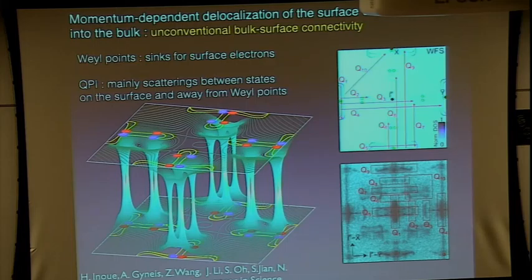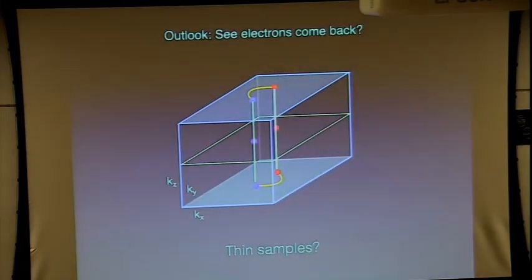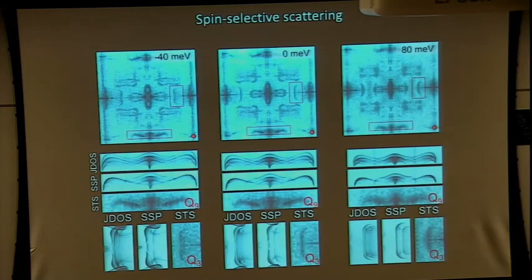It's just the way the sample cleaves. It cleaves by exposing the... let me take that back. Tantalum states should be very delocalized. That's what we believe.